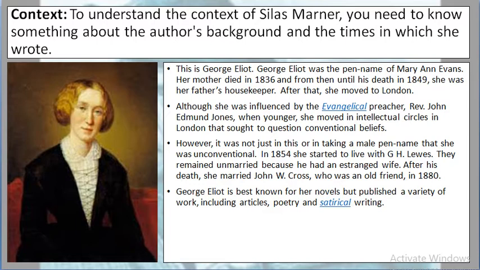After his death, she married John W. Cross, who was an old friend, in 1880. George Eliot is best known for her novels, but published a variety of work including articles, poetry, and satirical writing. She is famous for her 7 novels, including Silas Marner, which we are supposed to study in this semester.